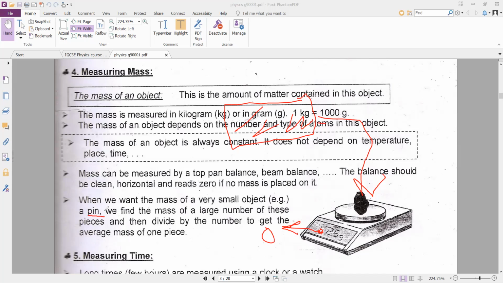Pin? What's pin? You know pin? Paper clip. We find the mass of a large number of these pieces and then divide it by the number, yes, to get the average mass of one piece. Why is average? To reduce the error. Yes, for example, six calculation, 3 calculation like that.